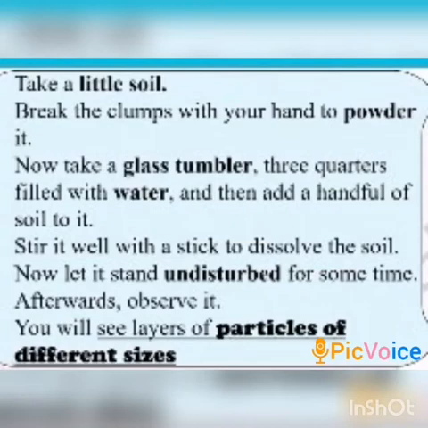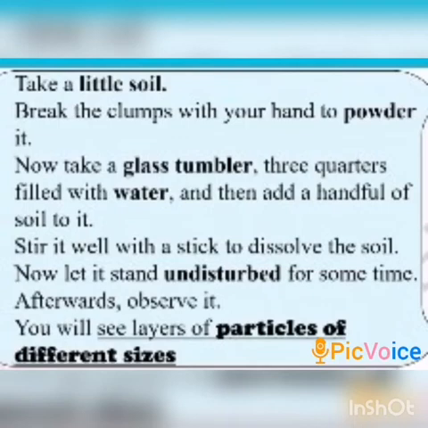Okay, children. What's the activity, ma? Take a little soil. Break the clumps with your hand to powder it. Now take a glass tumbler, 3/4 filled with water, and then add a handful of soil to it and stir it well with a stick to dissolve the soil. Now let it stand undisturbed for some time.